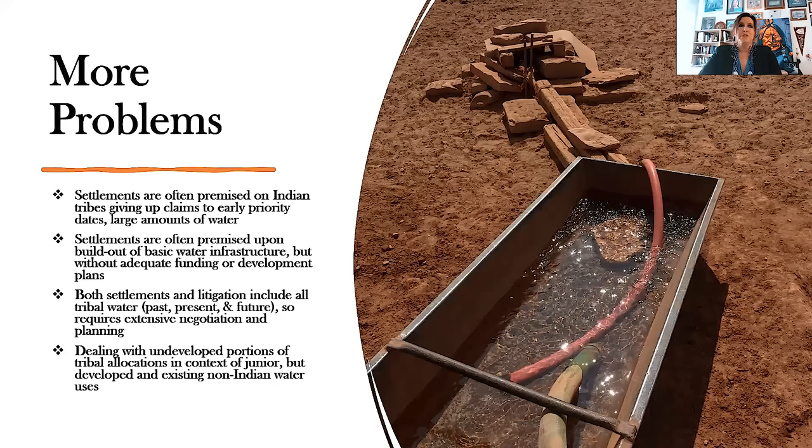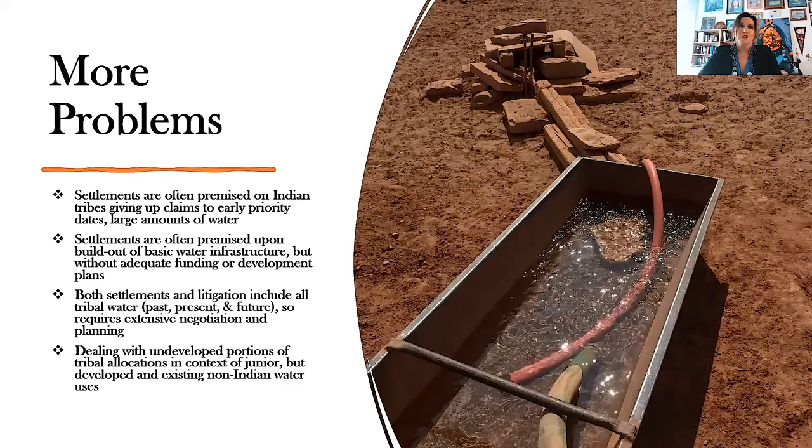But often that's been done without adequate funding or development plans, and the Bureau of Reclamation has proven to be not the best project manager. We routinely see cost overruns as water infrastructure projects, particularly in the desert Southwest, end up costing much, much more than Congress and the parties had anticipated in their settlement acts.